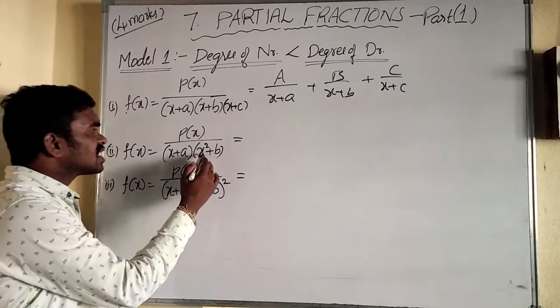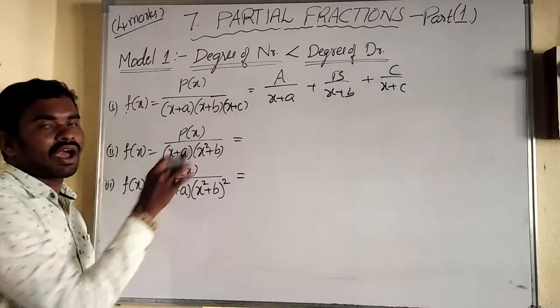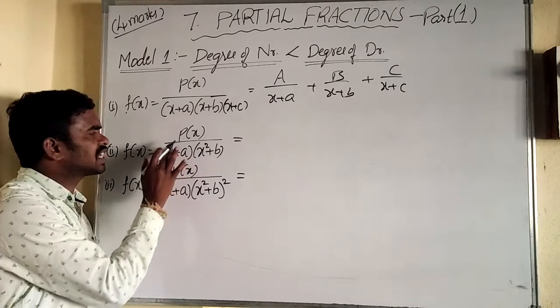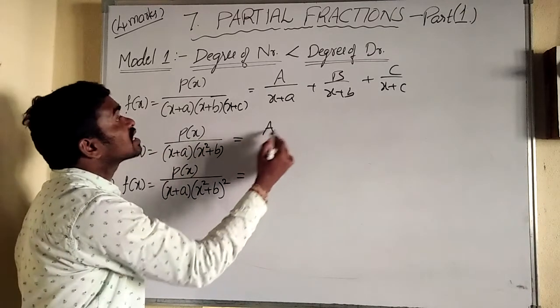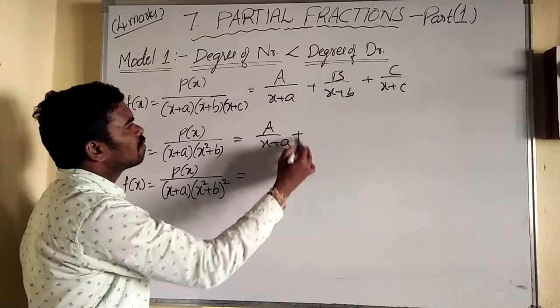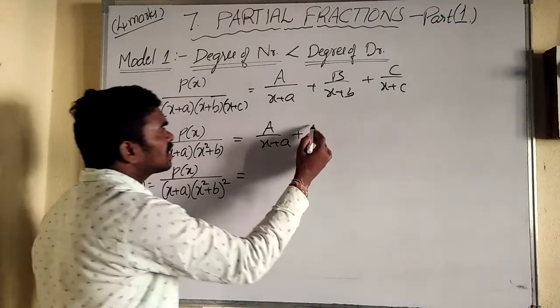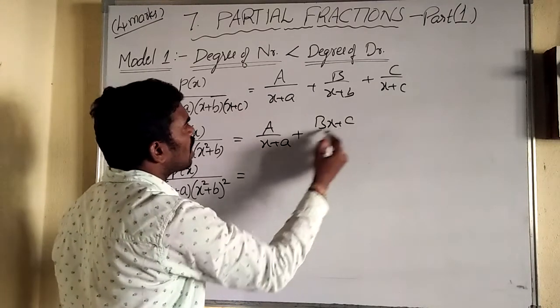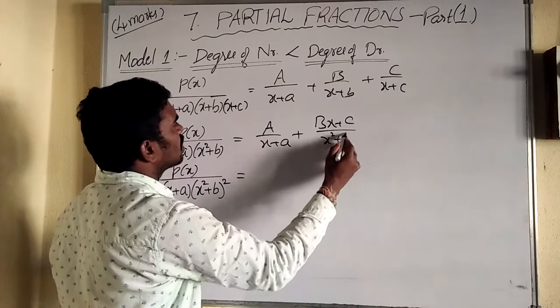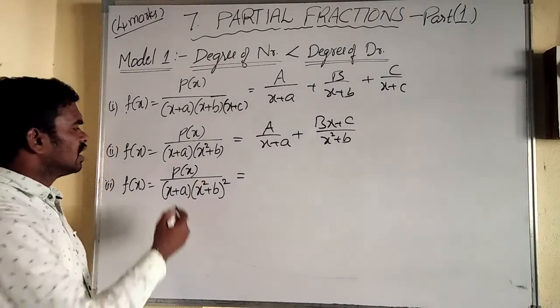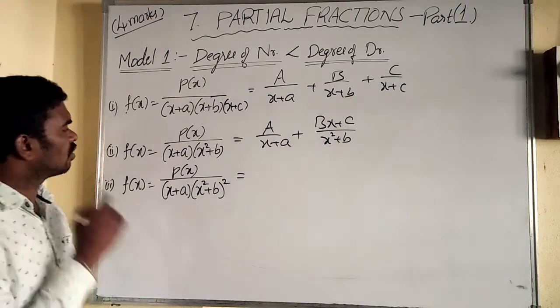And if it is a square and it cannot be split, then how? The first one is linear, which means the degree is 1. So we can write A by (x plus a) plus, since this one can't be split, at that time we can write (Bx plus C) by (x square plus b). In this way we have to split and simplify.